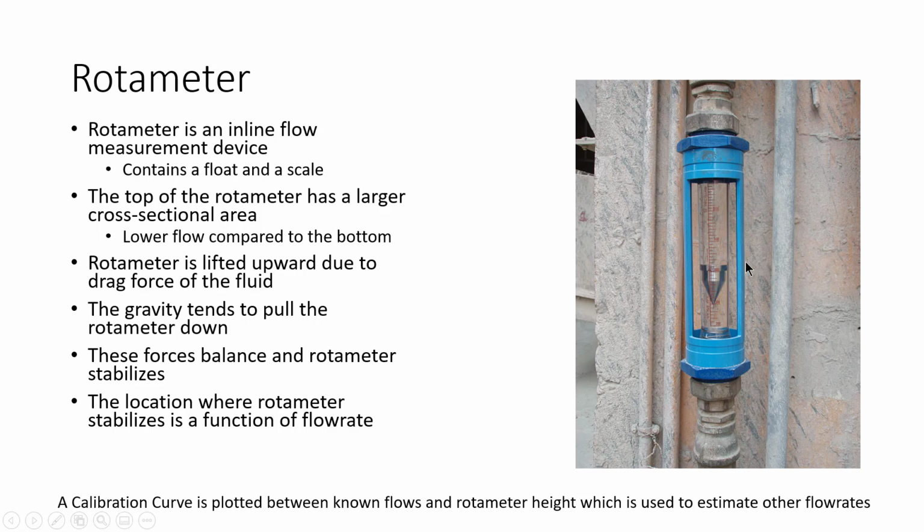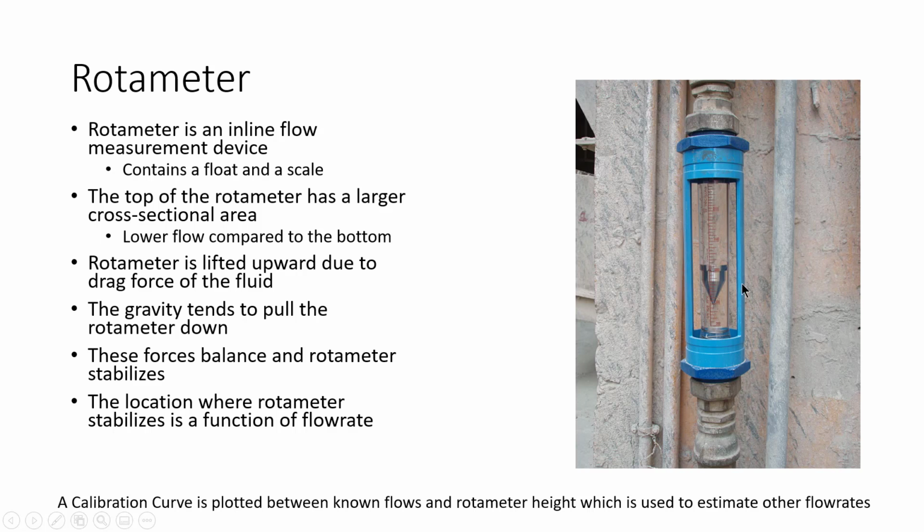So once we measure where that rotameter has settled, we again can use a calibration. By using known flow rates, we figure out where this rotameter is actually settling, and then we create a calibration curve and use that calibration curve to estimate other flow rates. If you were to buy a rotameter commercially, the manufacturer would provide you with a calibration curve that would tell you where this rotameter would settle for a given flow rate, and you use that to measure flow rate.